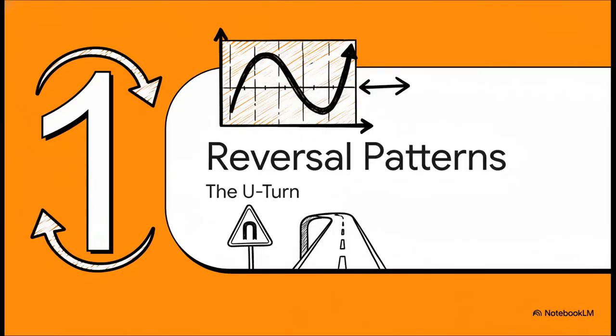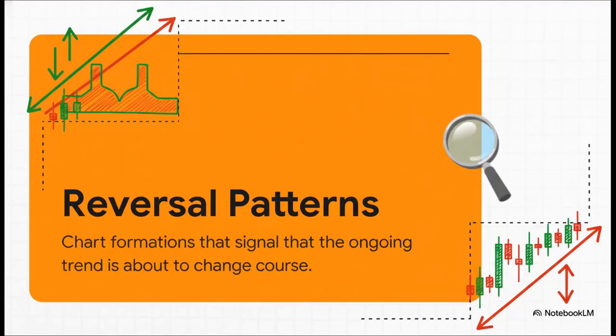Okay, first up, we've got the most dramatic patterns of them all, reversals. I want you to think of these as a giant U-turn on the highway. The market was cruising confidently in one direction, and suddenly it starts signaling a major change of course. So what does that actually mean when you're looking at a chart?